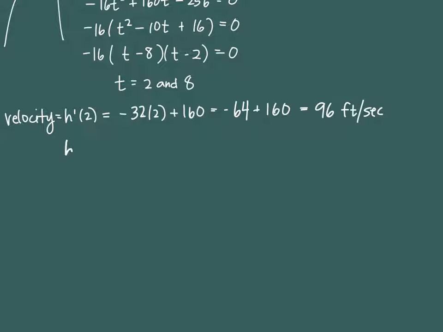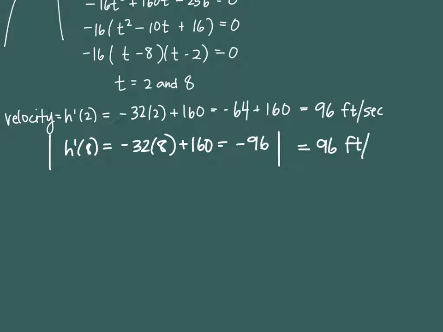At h prime of 8, because of the symmetry, negative 32 times 8 plus 160, that turns out to be negative 96. And so that I will need the absolute value around, and so it will also have a speed of 96 feet per second. They have different velocities, but they have the same speed.